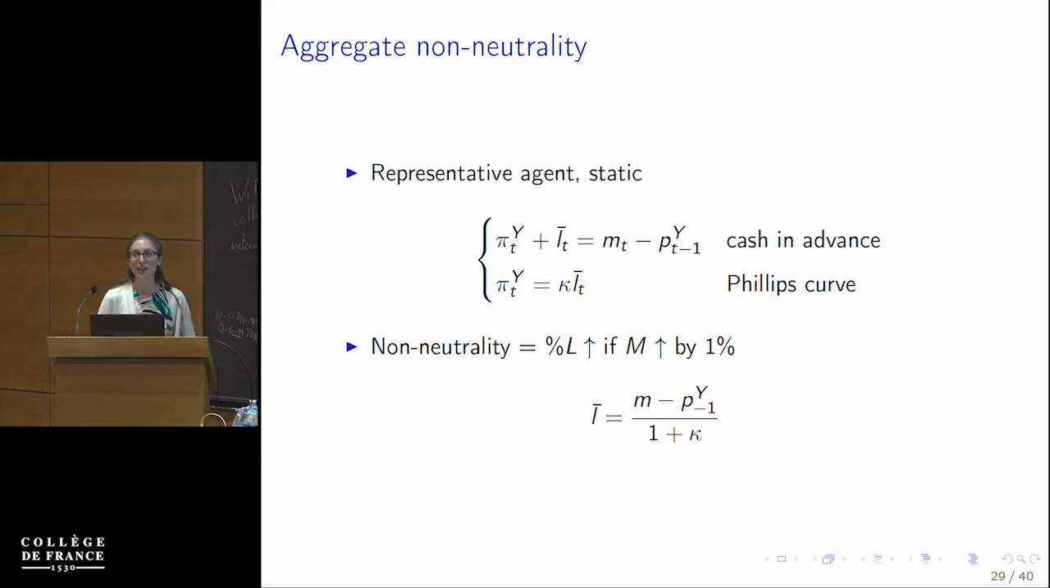Great. So I have quite little time, I guess, to go through aggregate non-neutrality and calibration, but let me just show you very quickly the key result for aggregate monetary non-neutrality. Starting from the representative benchmark, this formula tells us what happens to employment when money supply goes up by 1%. And we see that this is inversely proportional to the slope of the Phillips curve.